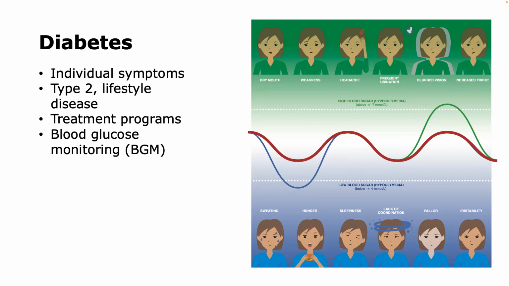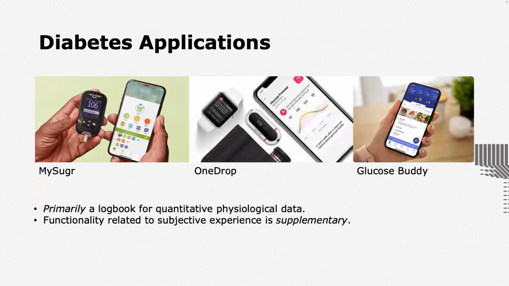This type appears more in older adults and it's often framed as a lifestyle disease. People with type 2 diabetes are therefore often enrolled in treatment programs to learn how to live with diabetes. To manage diabetes, people use blood glucose monitoring devices, or in short, BGM devices, to find out how much insulin they should inject. There are applications that aim to support people with diabetes, for example, MySugar, OneDrop, or Glucose Buddy.